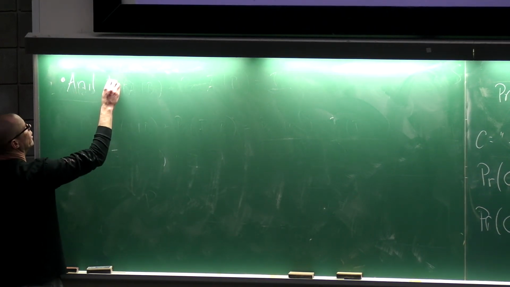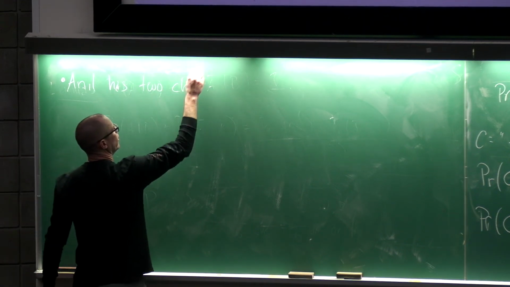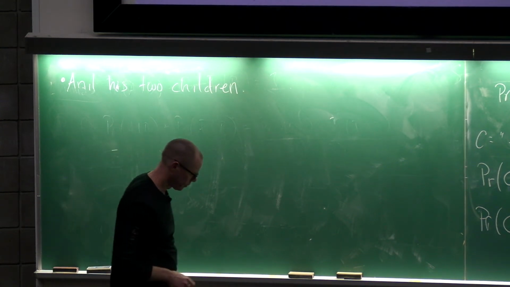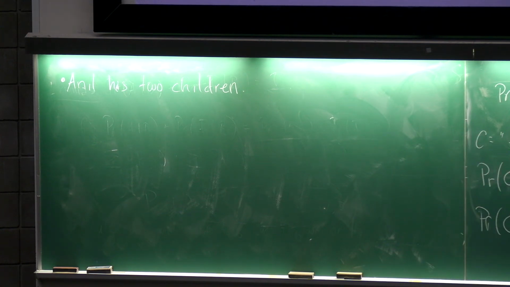Anil has 2 children. All right. Looks like this so far. So knowing only that, you would think this is the probability space.